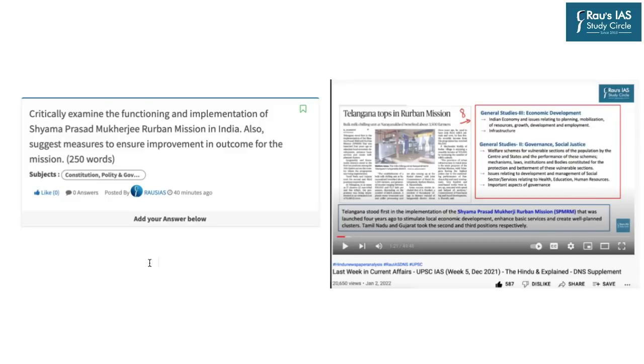Now here is the question for weekly answer writing practice. The question asks you to critically examine the functioning and implementation of Shyama Prasad Mukherjee Rurban Mission in India. Also suggest measures to ensure improvement in the outcome for the mission. You have to answer this question in 250 words, and once you answer this question, you have to submit it on the eLearn platform to get it evaluated by our expert evaluators. Moreover, you are also requested to go to the DNS dated 5th December 2021 in order to understand the intricacies of the Rurban mission, its focus, its objectives, and the analysis part. This DNS will help you to write this answer in a more productive and a better manner.